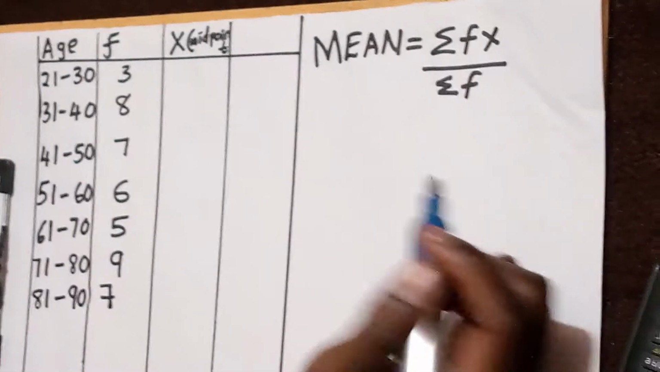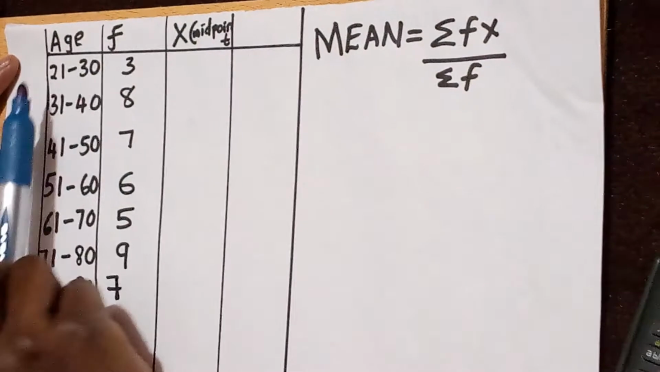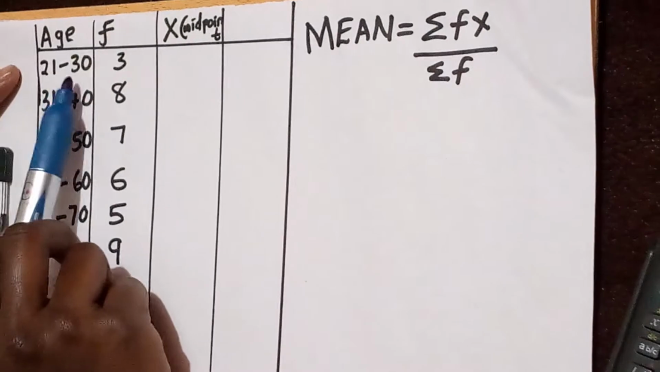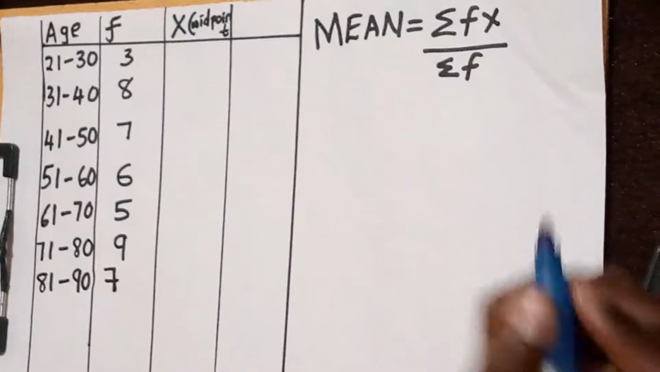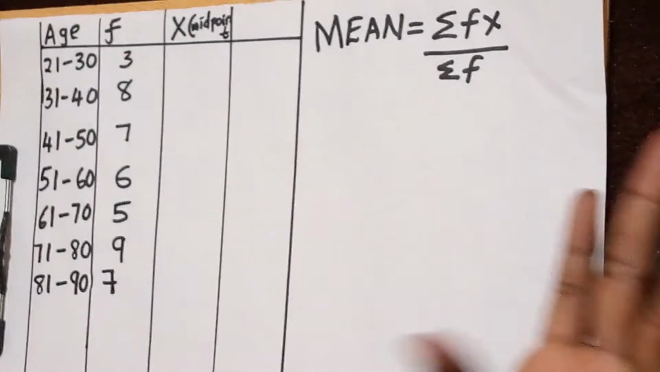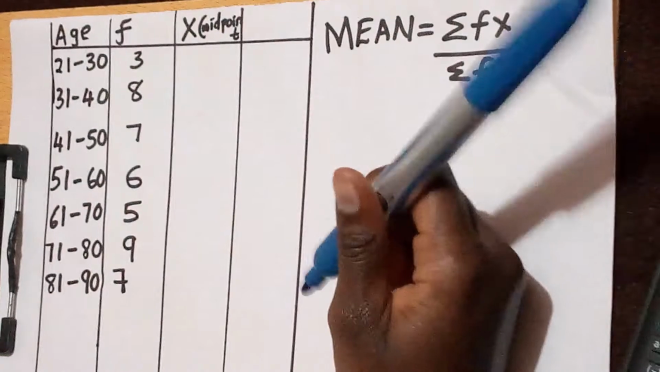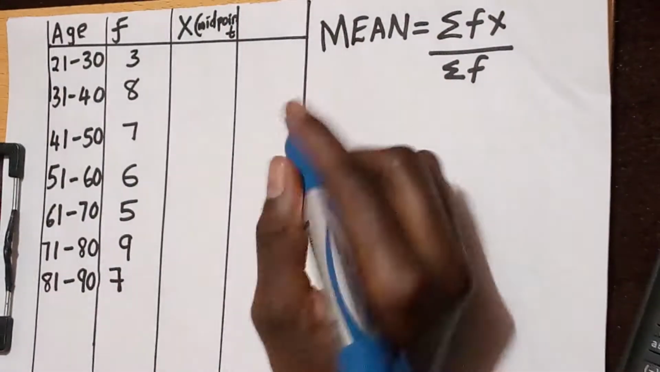So we have another example here. We have age that is grouped into different classes from 21 to 30 up to 81 to 90. So what's our first step? Maybe you can pause this video and try calculate the mean under the case of group data on your own. Then you may play it and see the answer.